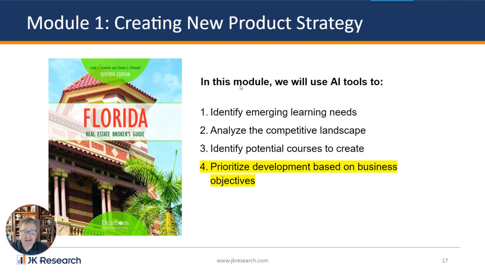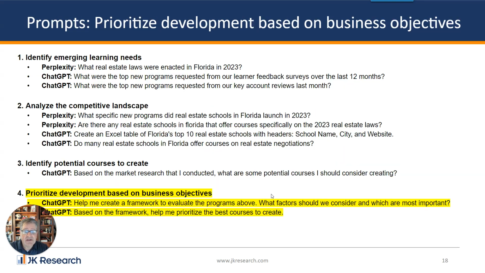If you think about what we've done to this point, we've used AI to help us to identify emerging learning needs. We've used it to help us to analyze the competitive landscape. We've used it to help us to identify potential courses to create. And now we're going to use it to help us to prioritize development based on our business objectives. Okay, so let's look at the prompts here.